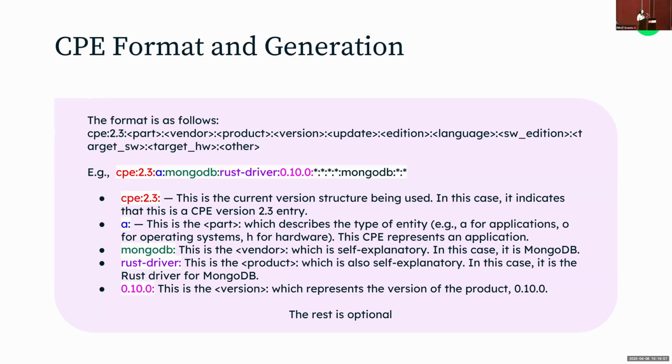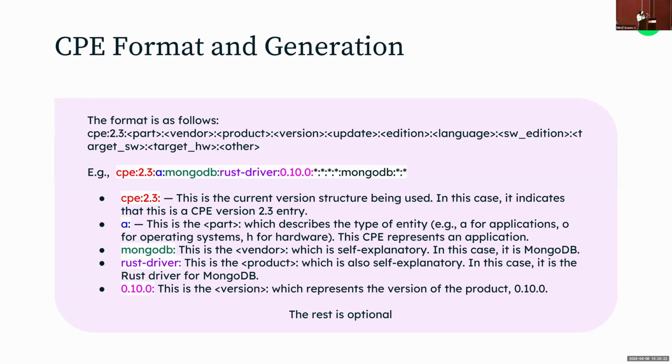So the version is quite important so we can maintain consistency across systems. Following that, you have the part component, and in this example, it identifies the type of entity, which is application A. And that separates or distinguishes it from an operating system O or hardware H.